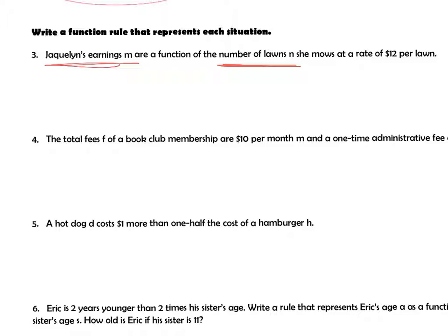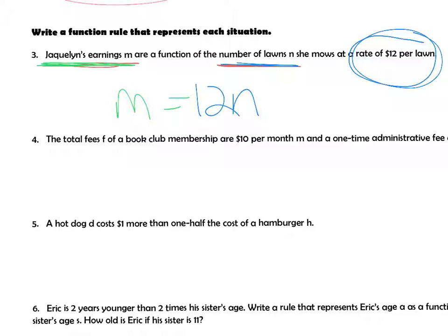Well, it tells me here that she mows at a rate of $12 per lawn. So if I want to know how much money she's going to make, I would take 12 times the number of lawns that she mows. And we said earlier that N is the number of lawns she mows. So 12N is how I could find out how much money she's making. That would also be her earnings. So her earnings equal 12 times the number of lawns she mows. So I could say M equals 12N.